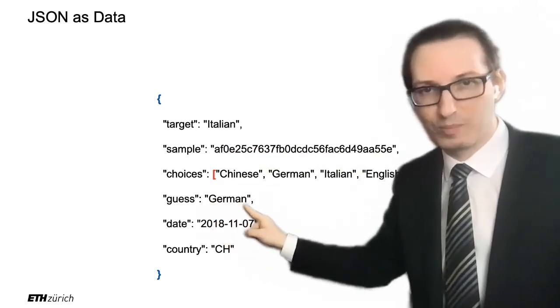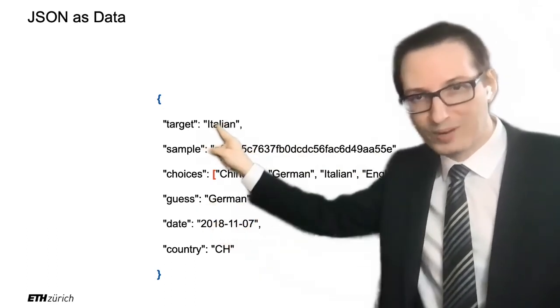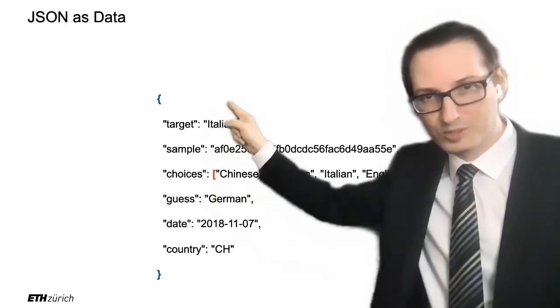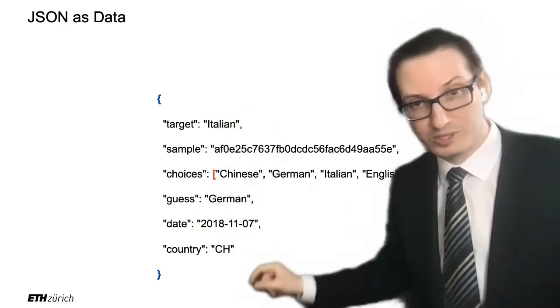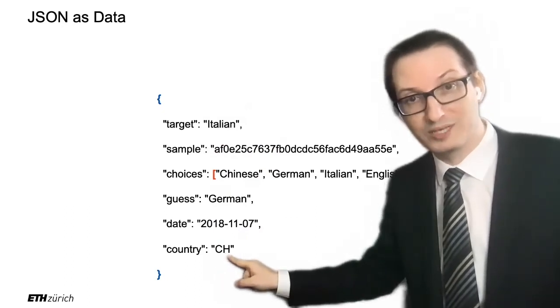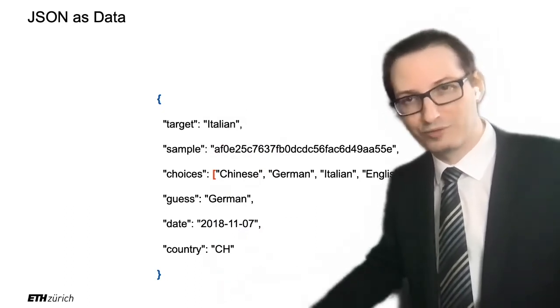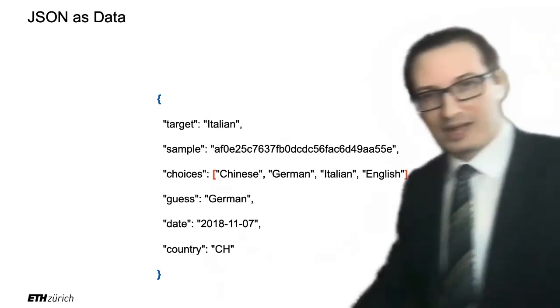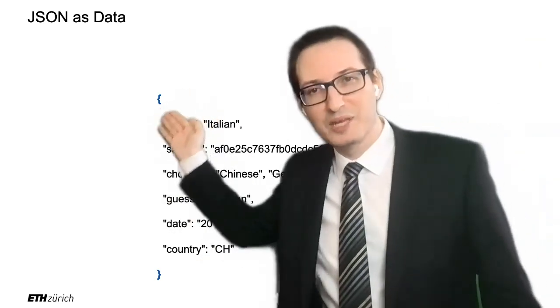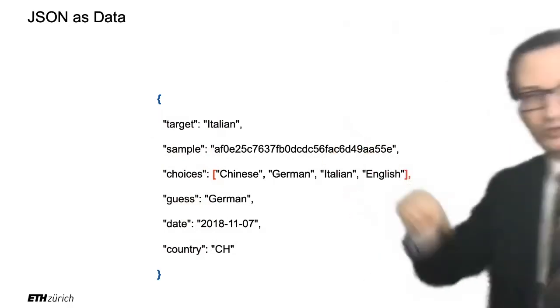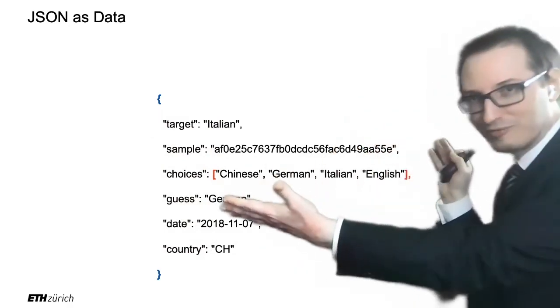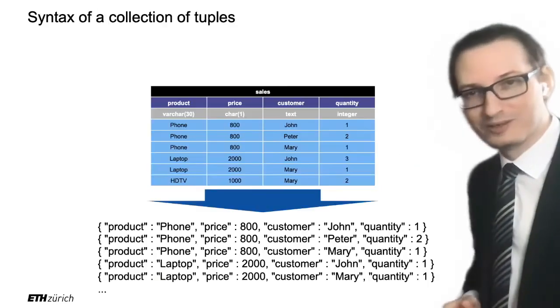This is the guess that the player entered. This is the correct solution. So in that case, they were wrong. It was an Italian recording, but they said German. This was the date at which that was asked. And the country, I think it's probably the country of the player who was playing. And we have, I think, 16 million of these, 1 per line. So you will query that data set, but this is just an example of JSON that can be used in a data set.